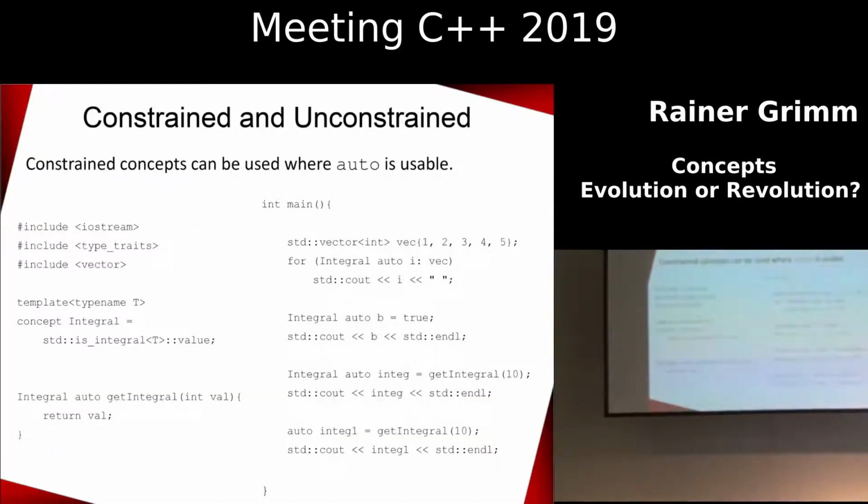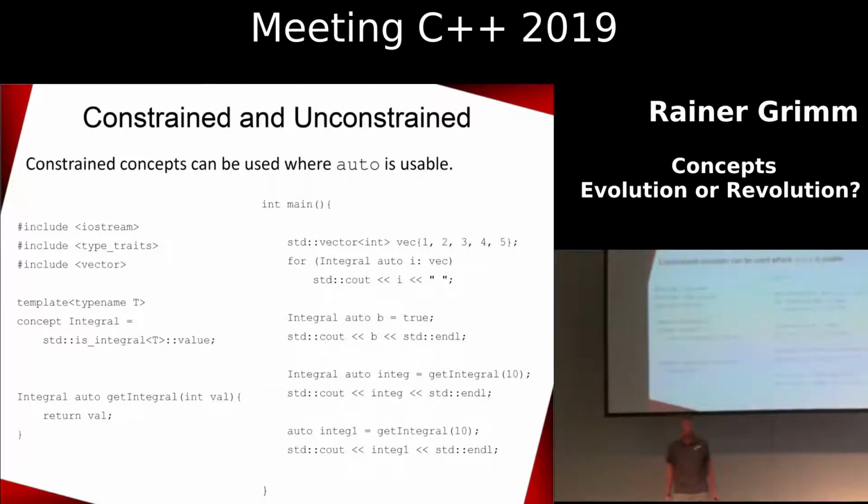And here's the simple rule you have to keep in mind. In each place in which you can use auto, you can now use a concept. In each place in which you can use an unconstrained placeholder, you can now use a constrained placeholder.